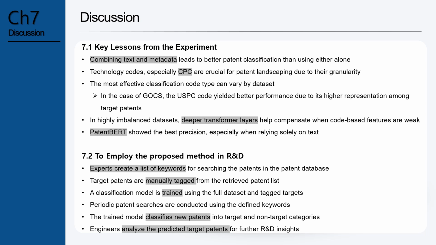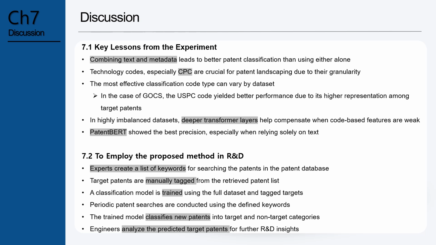In cases where the dataset is highly imbalanced, using deeper transformer layers can help compensate for weak code-based signals. Finally, Patent BERT achieved the highest precision, particularly when only text features were used.